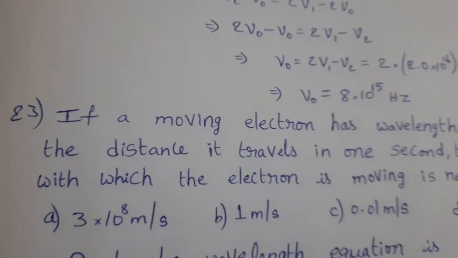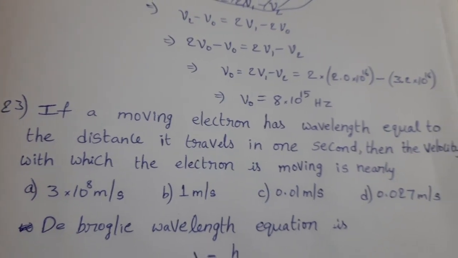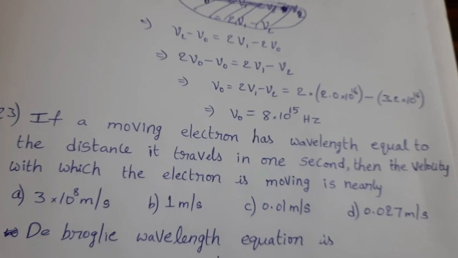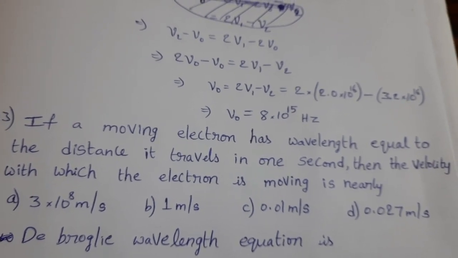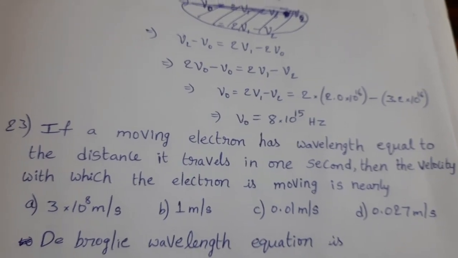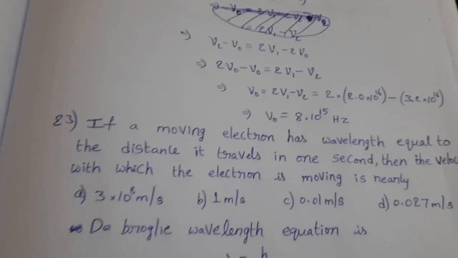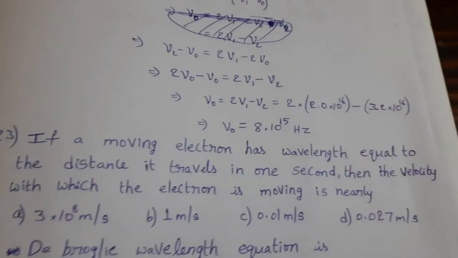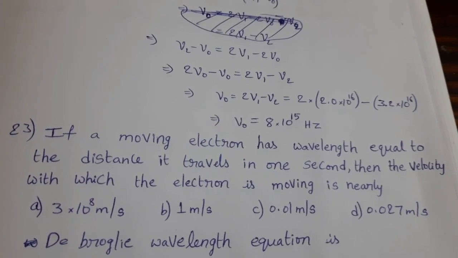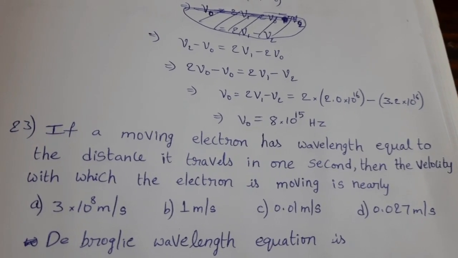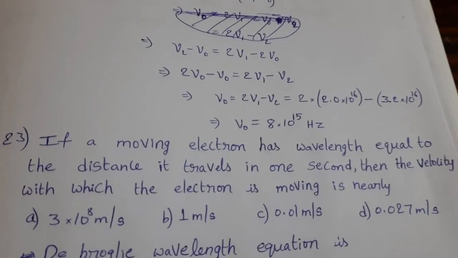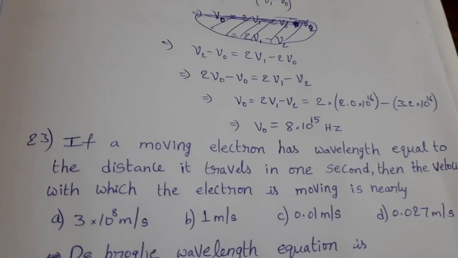See the next one. If a moving electron has wavelength equal to the distance it travels in 1 second, then the velocity with which the electron is moving is nearly. See this here. A moving electron having a wavelength, this wavelength is equal to distance traveled in 1 second, that is nothing but velocity. So lambda equal to v. In that case, velocity of that electron we should calculate.